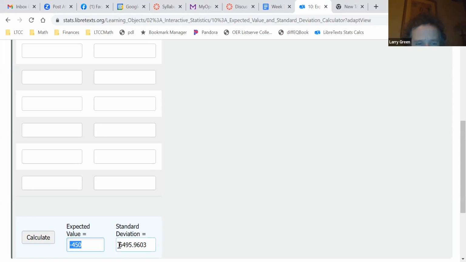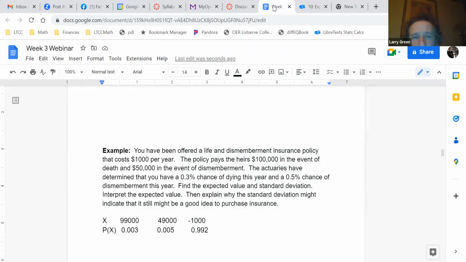But the standard deviation is huge. I'll go to the nearest dollar, $6,496. So when do you think you'd want to buy life insurance based on this information?